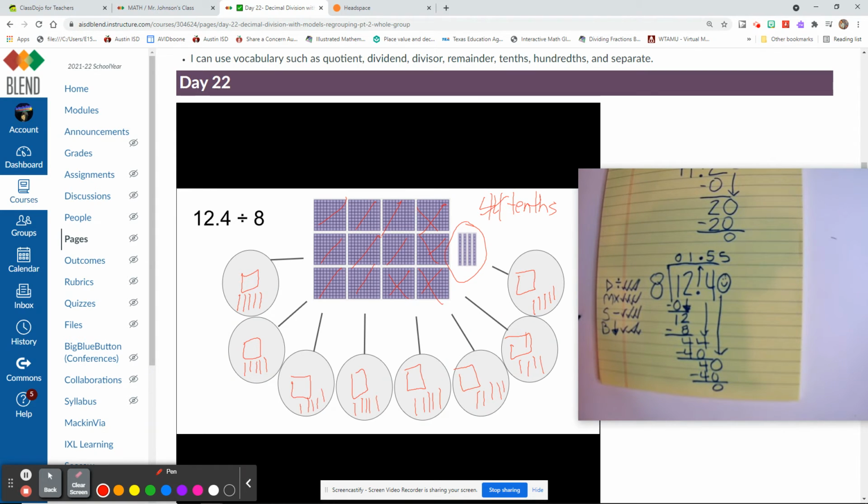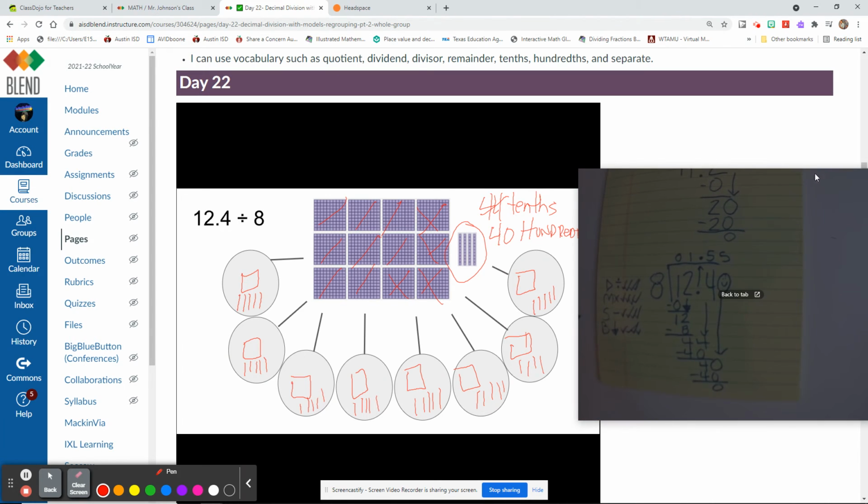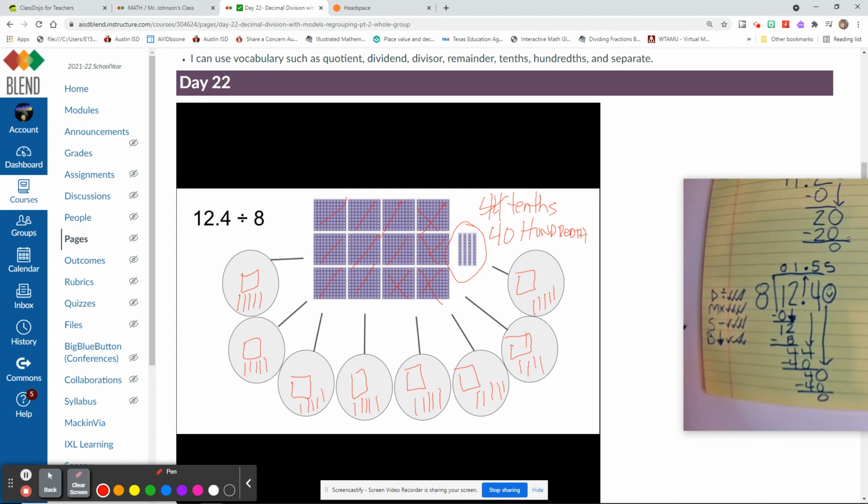Can we distribute these 4 tenths as they are, or do we have to break them into hundredths? Yeah, we have to break them into hundredths. Once again, if we have 4 tenths, that's 40 hundredths. And if we have 8 groups, 40 divided by 8 means that once again we can put 1, 2, 3, 4, 5 hundredths in each group.